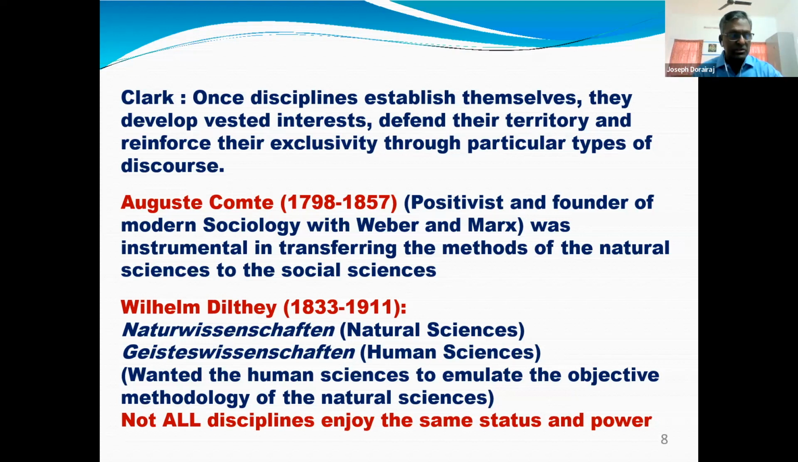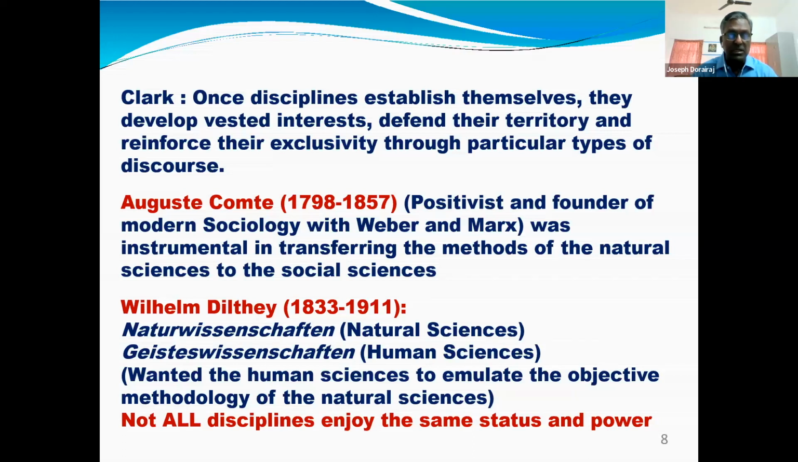So therefore, Auguste Comte, one of the founders of modern sociology, made it very clear that the social sciences, subjects like anthropology or sociology or education or linguistics, should adopt the models of natural sciences. In other words, Auguste Comte was instrumental in transferring the methods of the natural sciences to the social sciences, because the natural sciences, that particular paradigm, was considered superior.